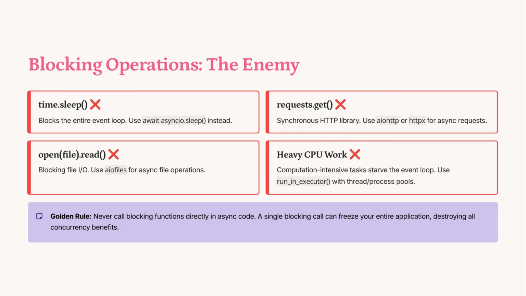Blocking operations like time.sleep, requests.get, and open().read can freeze the event loop, negating concurrency benefits. Use await asyncio.sleep, aiohttp, and async file I/O as async alternatives. For CPU-intensive tasks, employ run_in_executor with thread or process pools. Avoid direct blocking calls in async code to maintain efficiency.